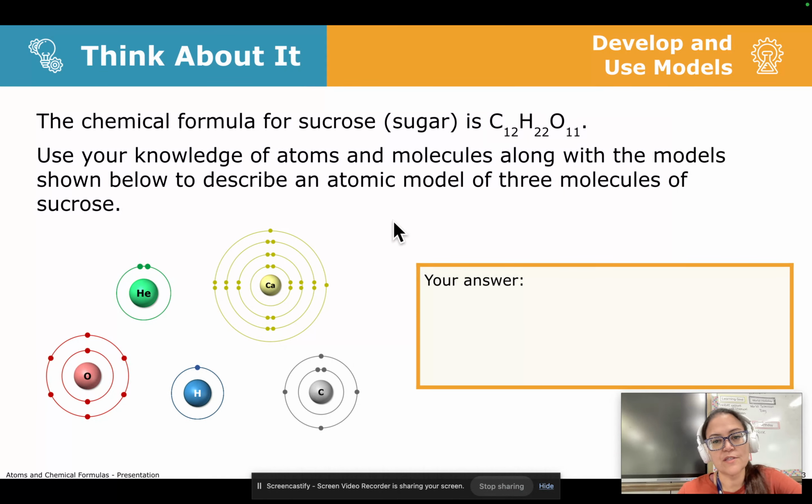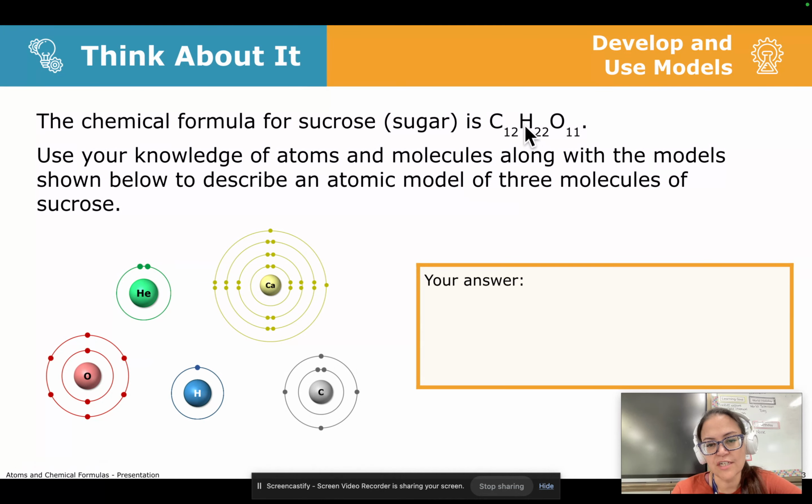The chemical formula for sucrose is C12H22O11. So use your knowledge of atoms and molecules along with these models shown below to describe an atomic model of 3 molecules of sucrose. So how many atoms of these elements are there in sucrose? Sucrose is another type of sugar. Sugar is really popular because it just has tons of different atoms in it. So we have carbon and hydrogen and oxygen. How many carbons are there? 12. So you would have 12 of these little gray guys.